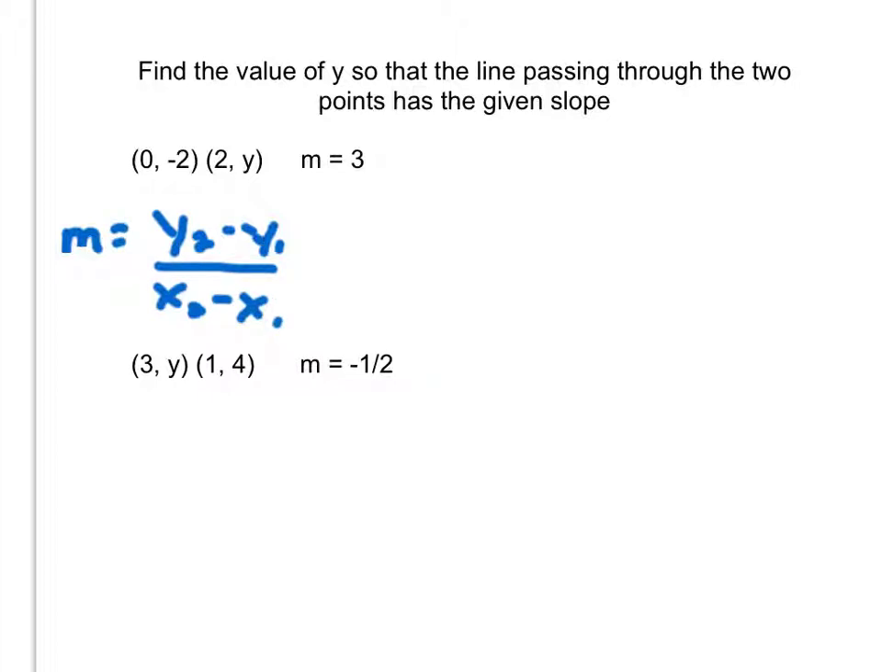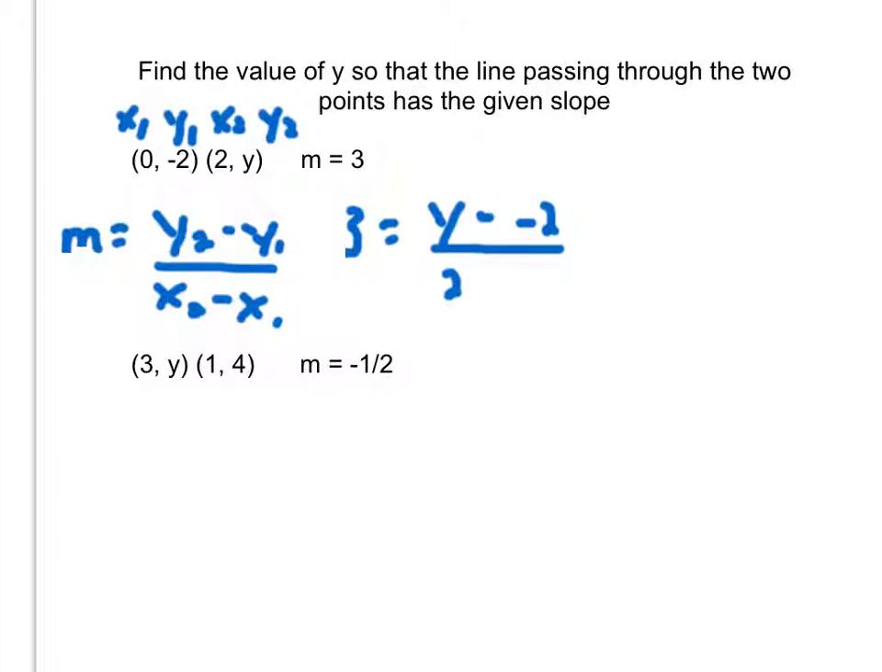Okay? Now for these type of problems, I'm going to recommend that the y you don't know is always your y2. Okay, because that'll make solving the equation a little easier. So we'll make this x1, y1 over here. So these are going to be x2, y2, because I want this unknown y value to be y2. Well, and I know the slope is 3. So I'm going to plug all that into this formula and then solve for my variable. So m, the slope is 3. That's got to equal my y2, which was y, minus y1, which is negative 2, over x2, which is 2, minus 0.